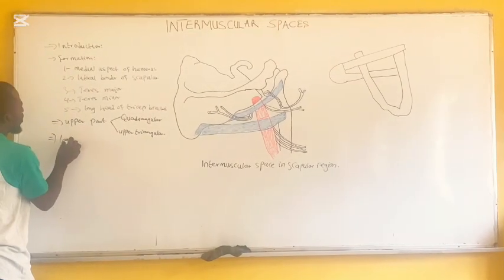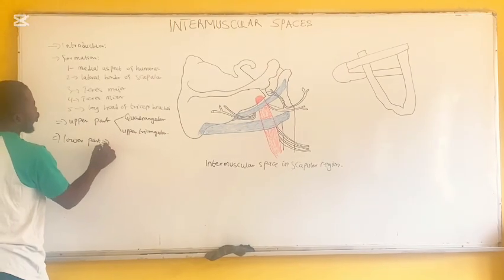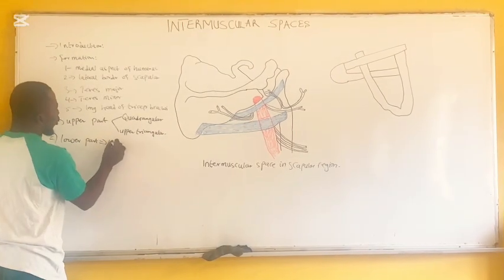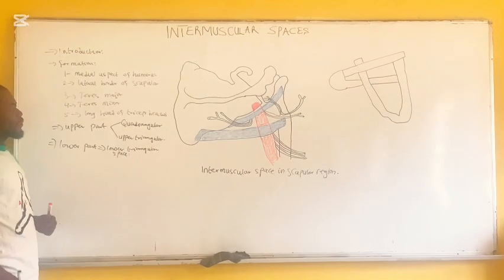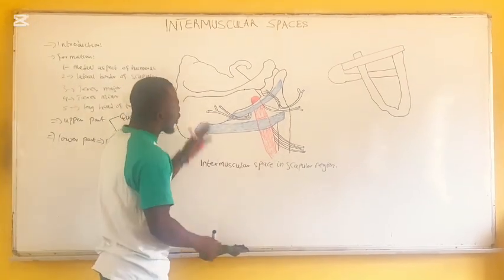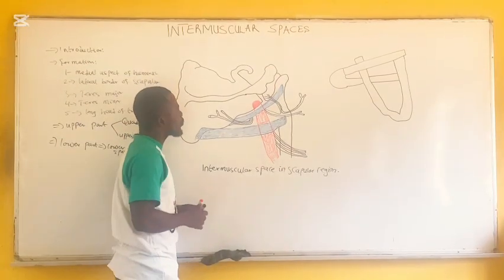Then at the lower part, there is the lower triangular space. This diagram will be showing us the intermuscular spaces.